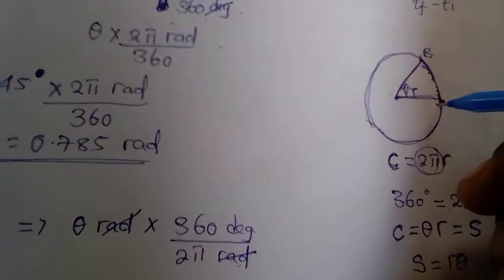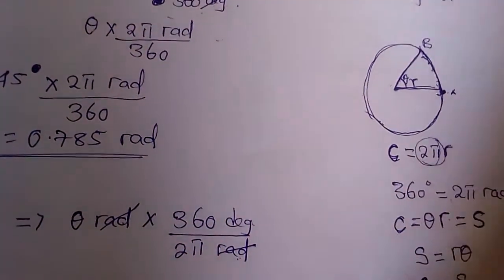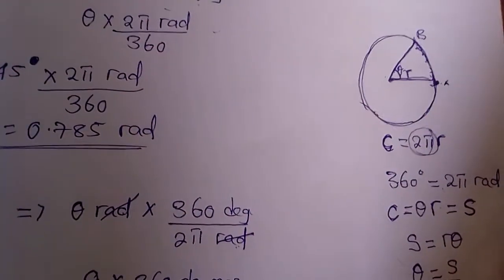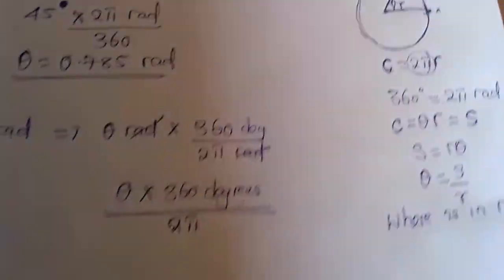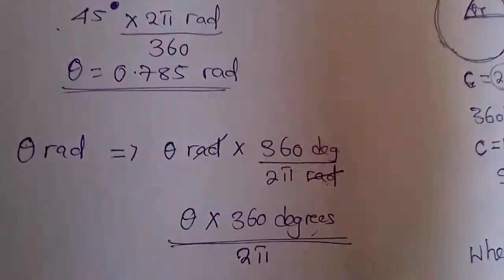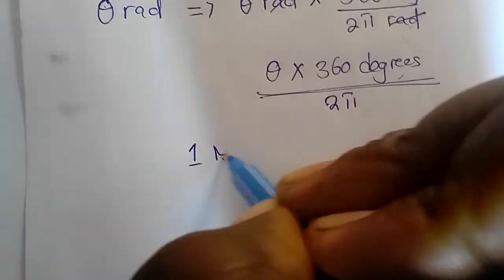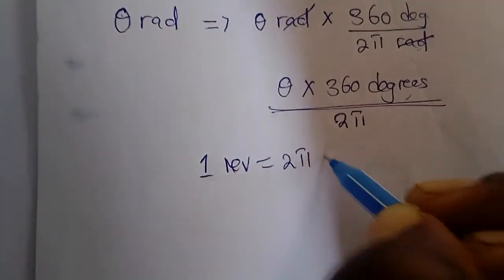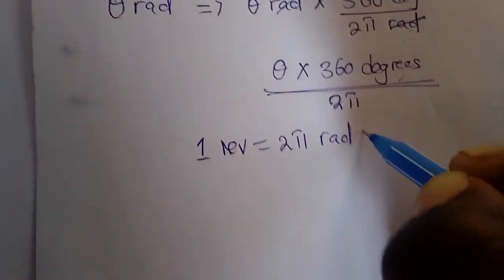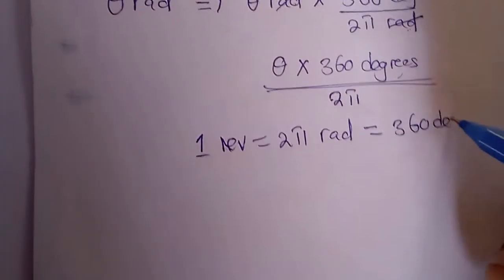So, meaning, as the body is completing one revolution, it has covered 2 pi radians if we talk of radians, and it has also covered 360 degrees if we are going to talk about degrees. So we'll have one revolution being equal to 2 pi radians, and then equal to 360 degrees.